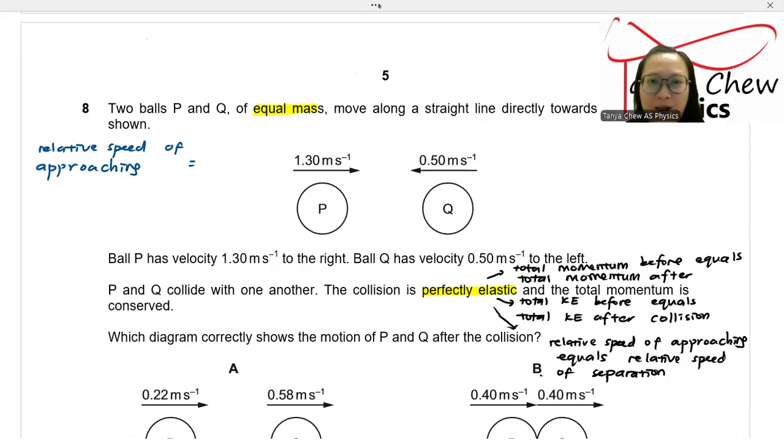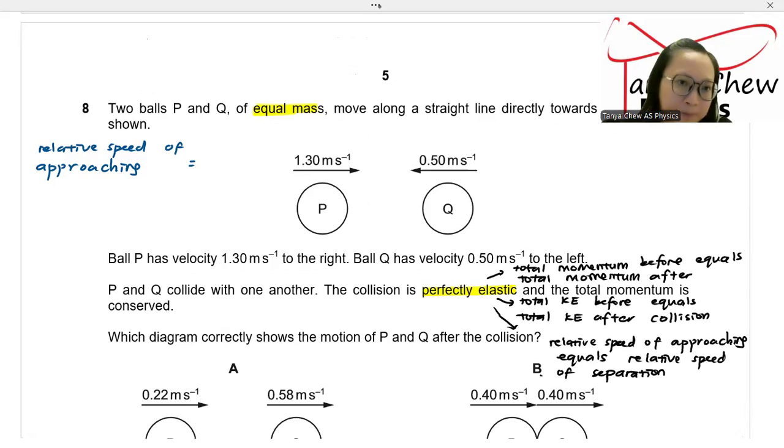And then you combine with another expression, which is total kinetic energy before the collision equals total kinetic energy after the collision, right? That is a waste of time. It requires a lot of time and I might make a lot of careless mistakes. So I'm not going to do that. I'm going to teach you a shortcut.